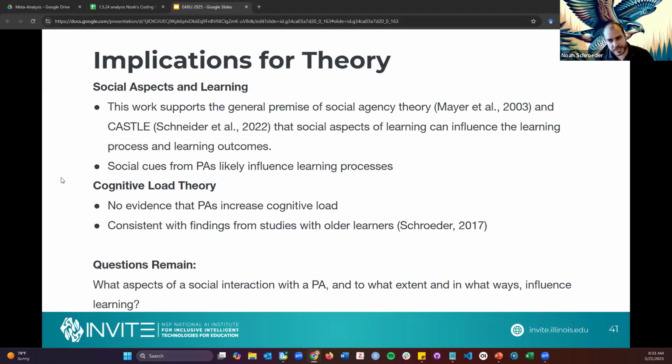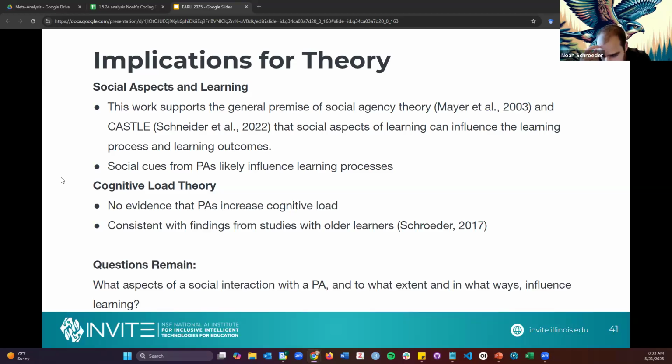Now, in regards to theory, this really set up our next study. First, we can see support for the general premise of social agency theory in CASTLE, that it could be that social aspects can influence learning because agents have social aspects that aren't there in other environments. Moving on to cognitive load theory, we really saw no evidence that agents increase cognitive load, and this was consistent with some primary studies with older learners.